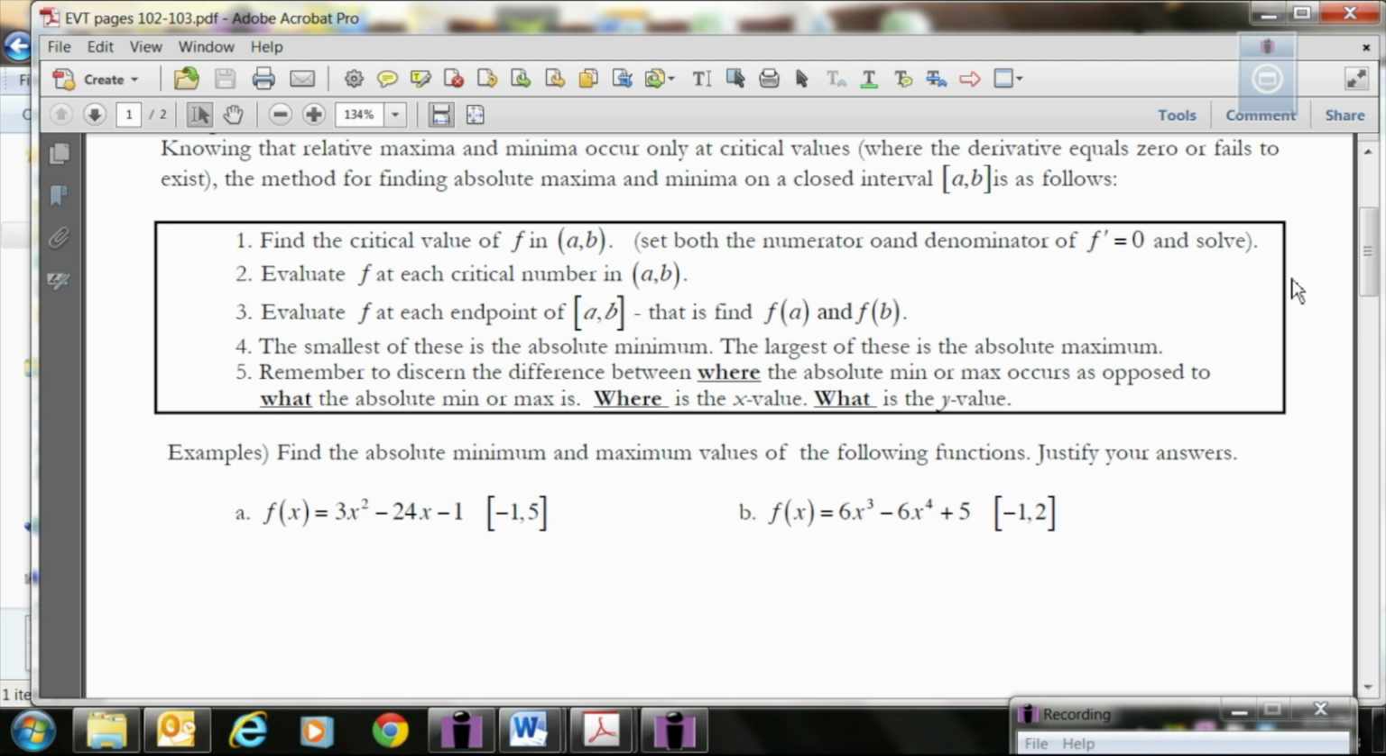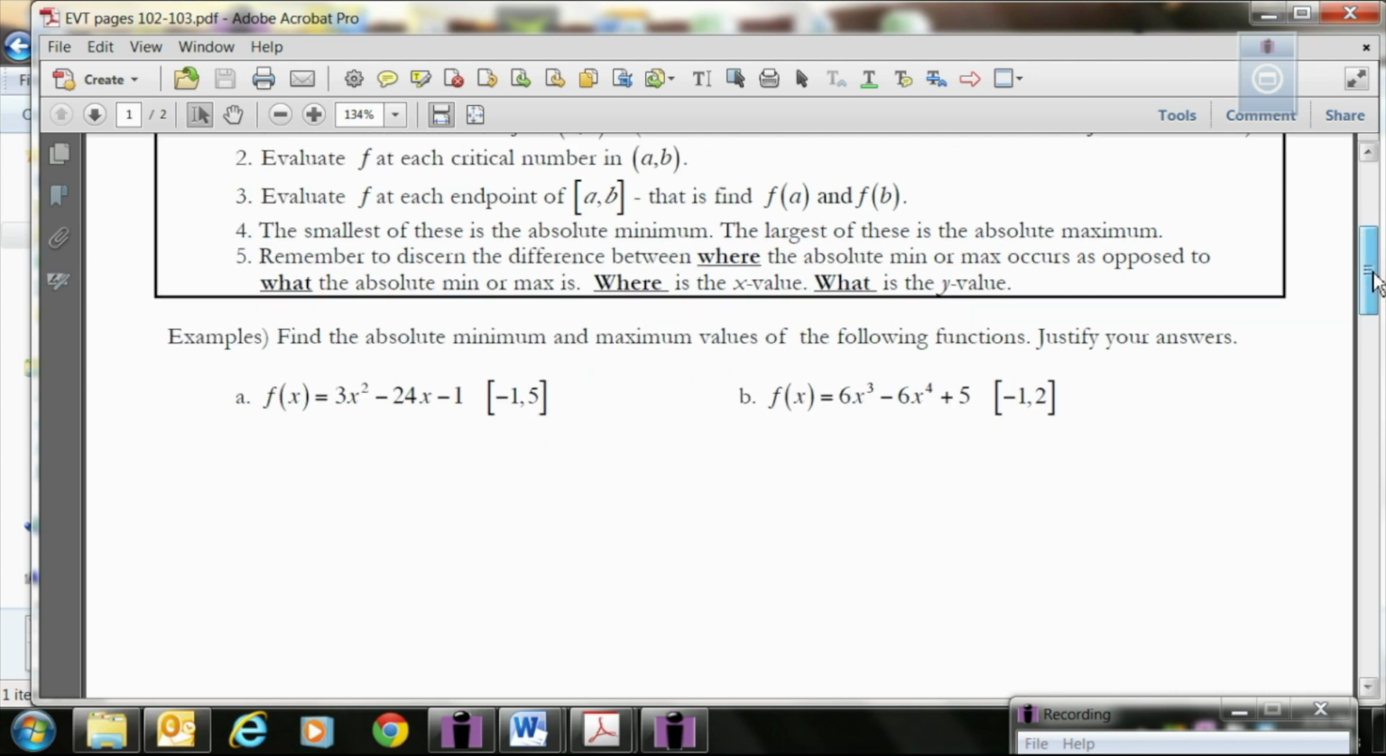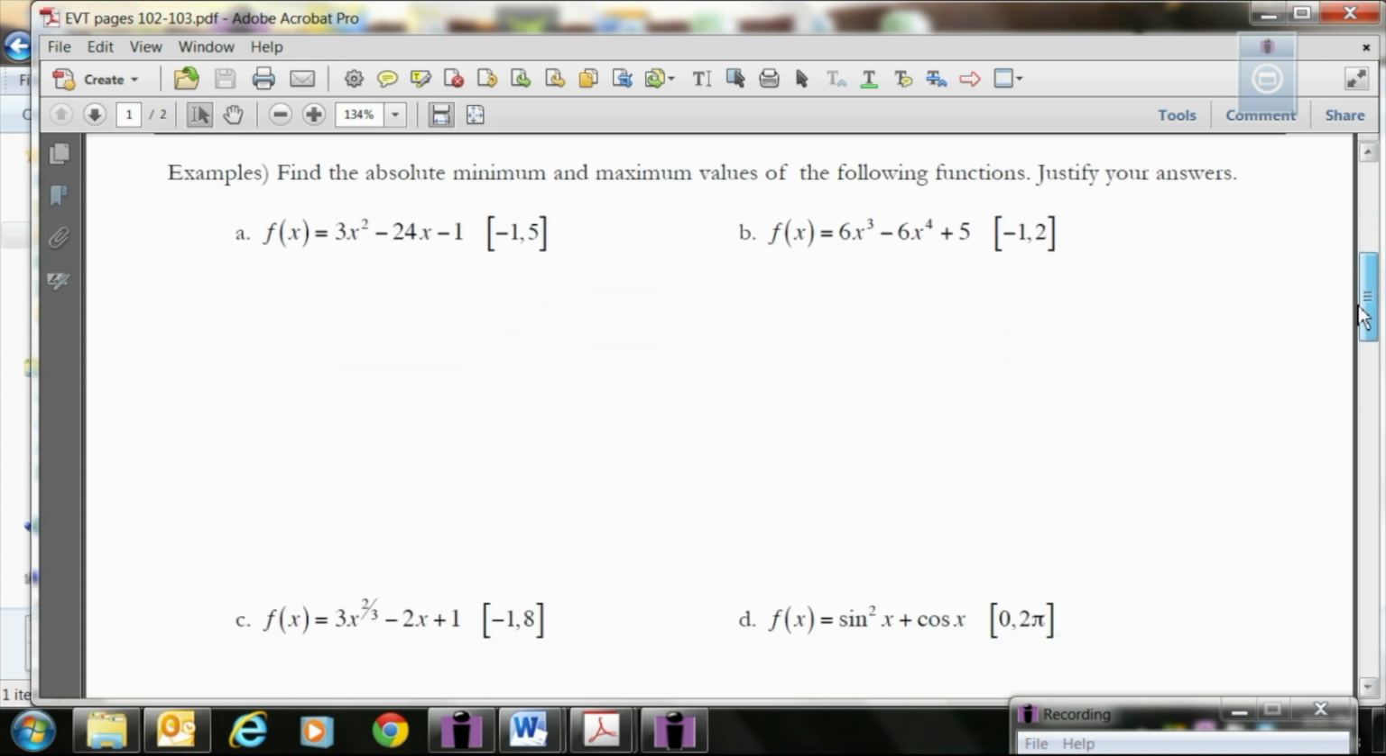And one of the things that you need to make sure you talk to your students about is when it says value, if it says what is the value, they're asking for the y value of the point that is maximum or minimum. If they say where is the absolute maximum, that's the x part of it. So just make sure you talk to your students about that and are clear. So let's go through and do this first one right here.